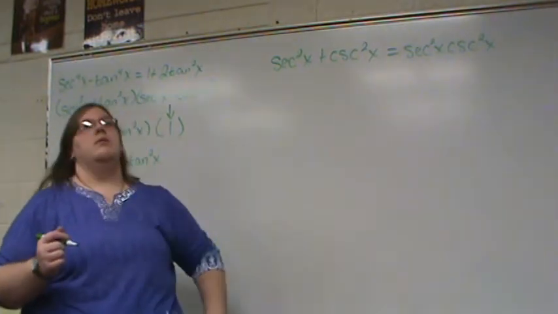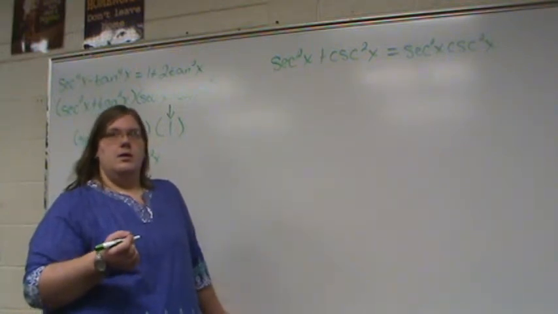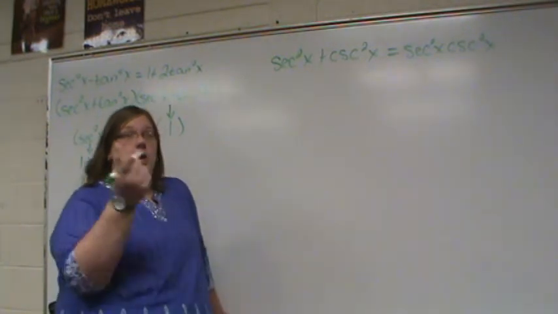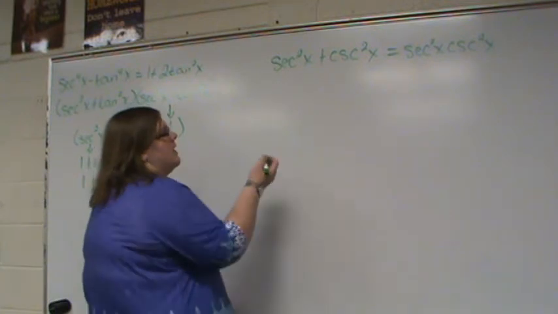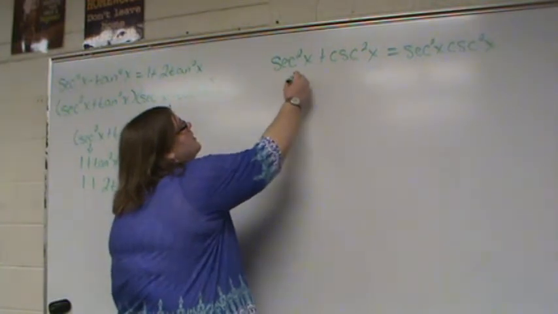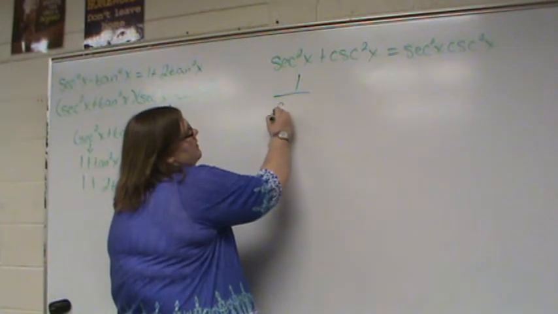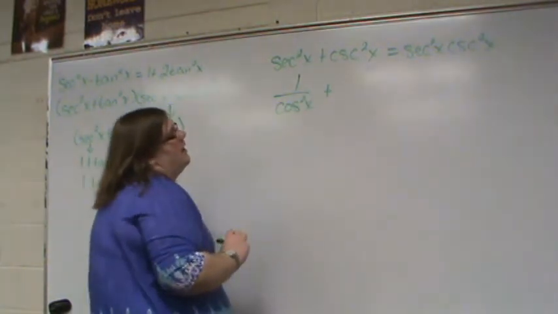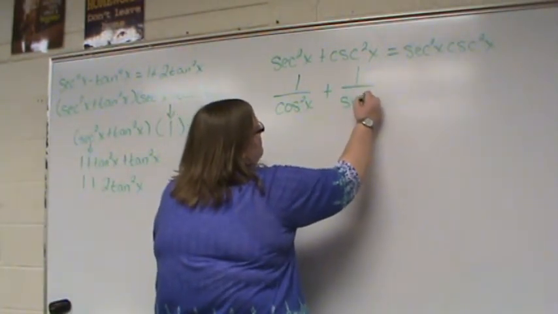So we can rename them. You can rewrite them using the identities, or we can rewrite them in terms of sine and cosine. Sines and cosines are usually easier to work with. So secant squared is what? 1 over cosine squared. And then our cosecant is 1 over sine squared, right?